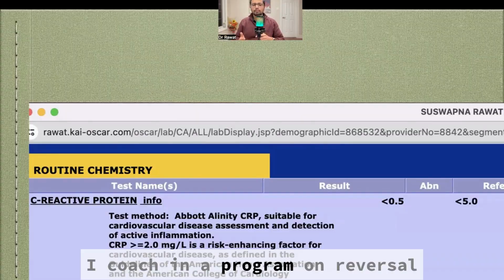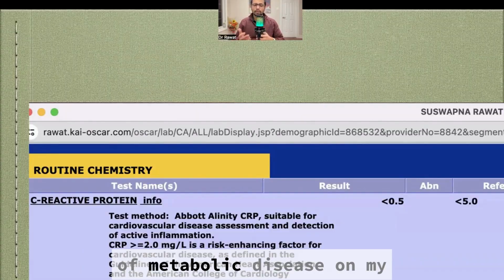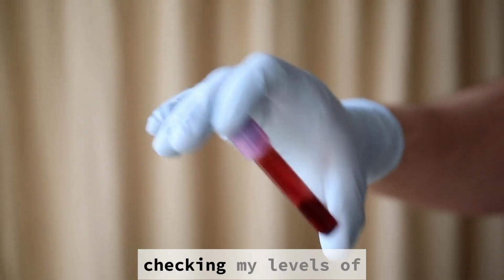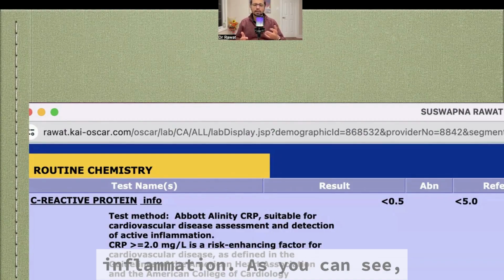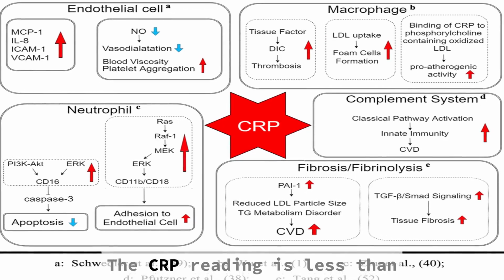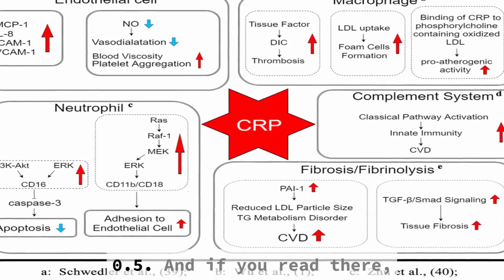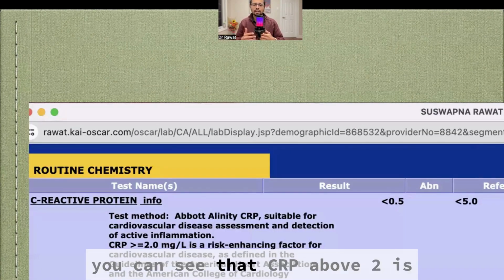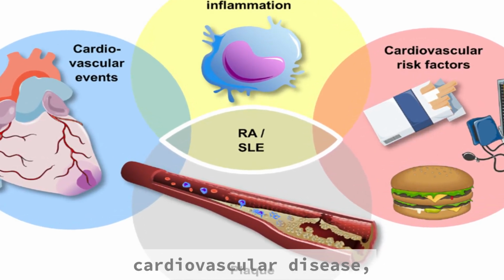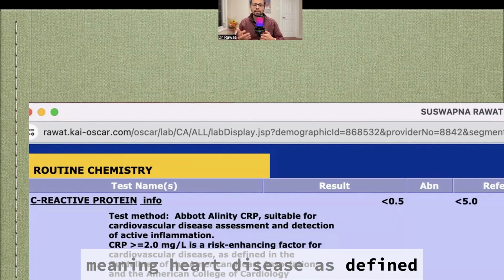I coach in a program on reversal of metabolic disease on my website healthgroupcoaching.com, and this is my blood test for checking my levels of inflammation. As you can see, I had non-existent inflammation. The CRP reading is less than 0.5, and if you read there, you can see that CRP above 2 is a risk enhancing factor for cardiovascular disease, meaning heart disease, as defined by the American Heart Association and the American College of Cardiology.